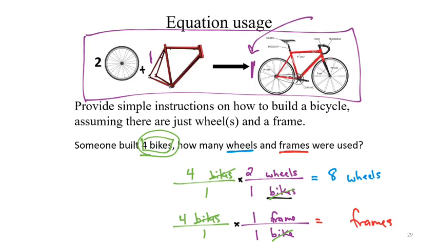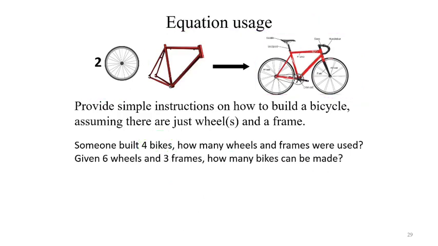So with that, we could go through and set up our work, and our answer comes out as 4 frames. So to build 4 bikes, I need 8 wheels and 4 frames. Okay, that's simple. We understand that process. Well, if you understand that, then you should be able to answer this question. So go through, set it up, pause the video again, see what you can come up with.